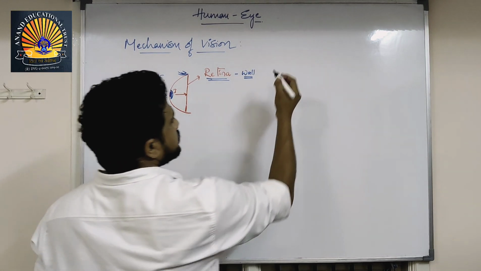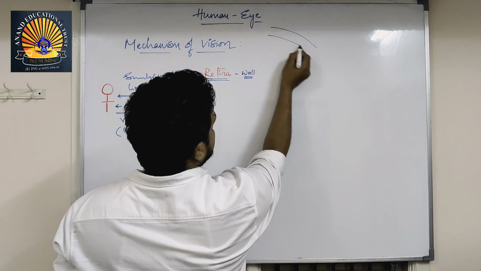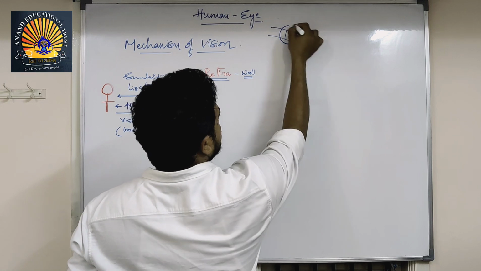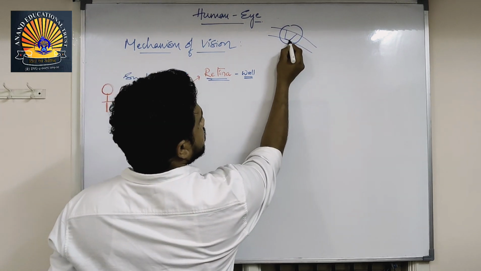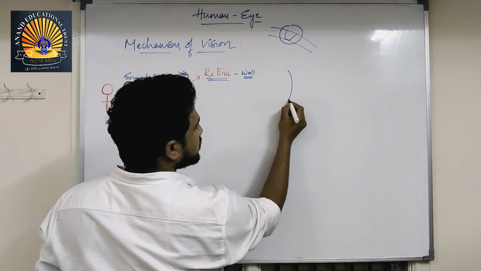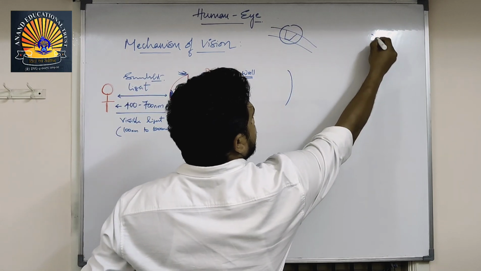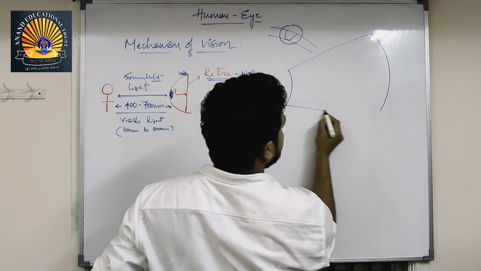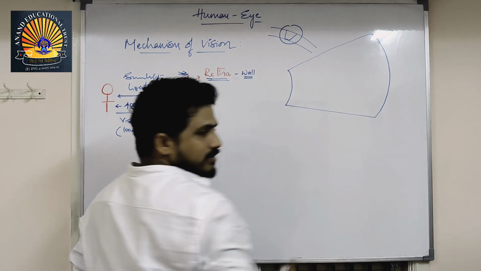Retina wall. Suppose this entire part is the retina. I am explaining this part. So this curve is this. I am taking a piece of egg or pizza.